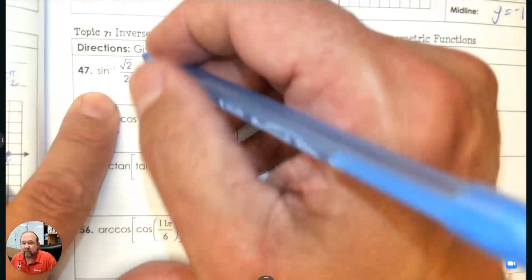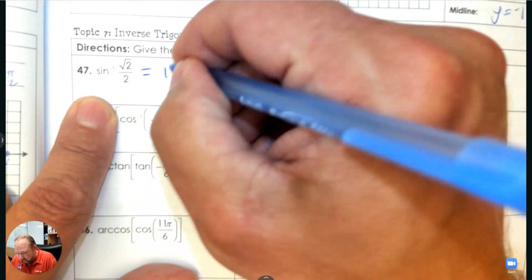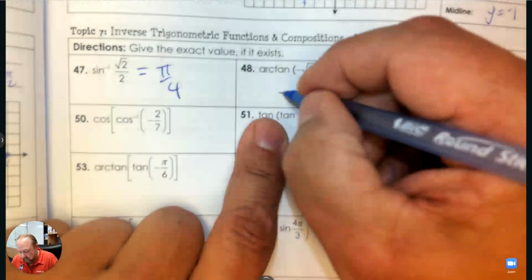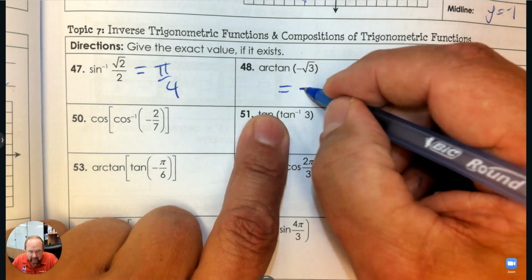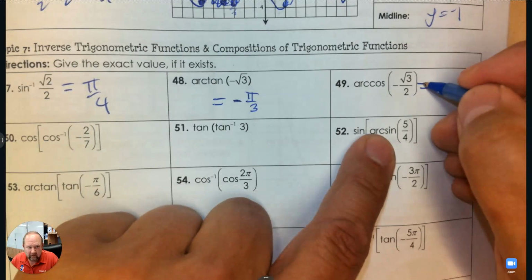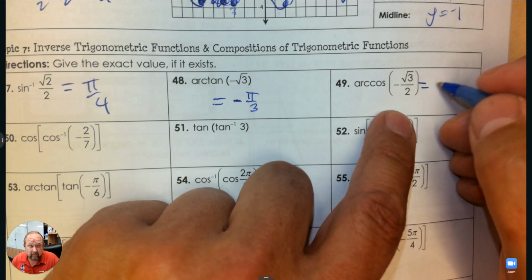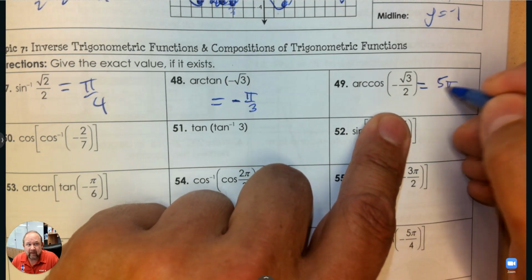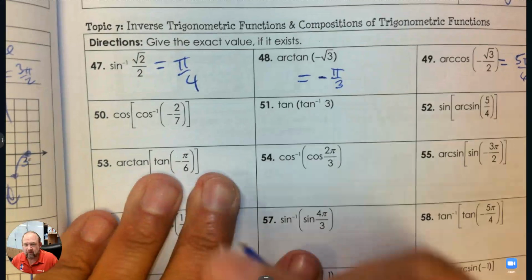So what's inverse sine of root 2 over 2? What angle is that? That's positive pi over 4. What angle? It's a negative angle, and it's at pi over 3. What angle? This one's a positive one in quadrant number 2, so it's actually 5 pi over 6. You have to know your unit circle.